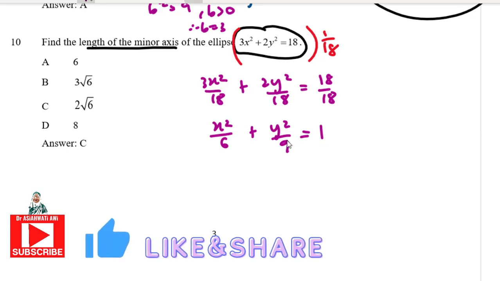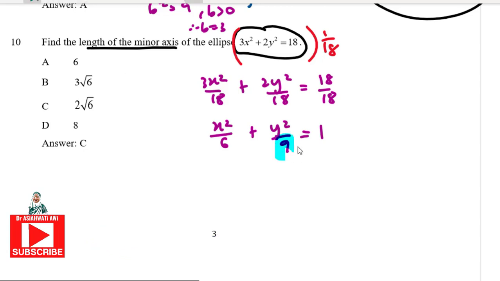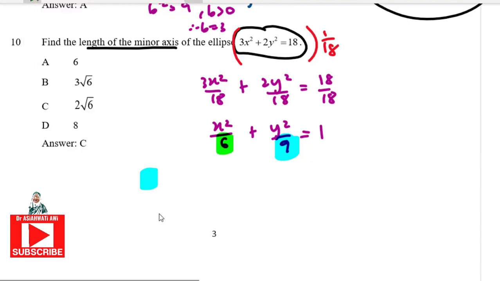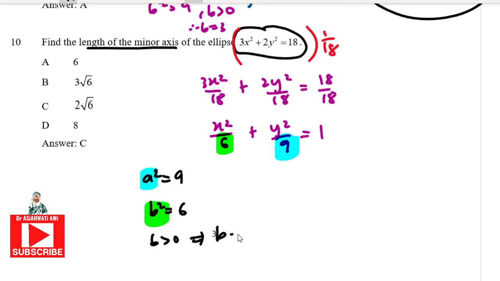Length of minor axis. Here, the denominator below y is considered a squared, and the denominator below x is considered b squared. a squared is equal to 9, b squared is equal to 6. b is positive, therefore b is equal to the square root of 6.